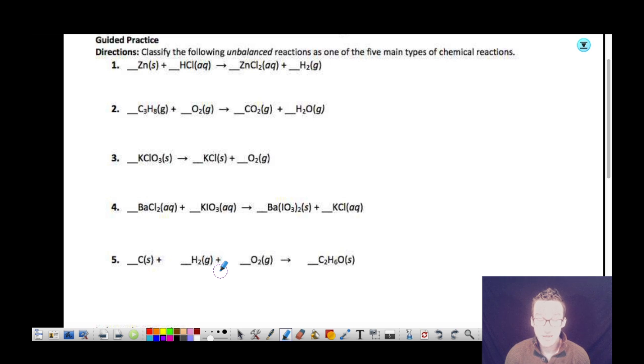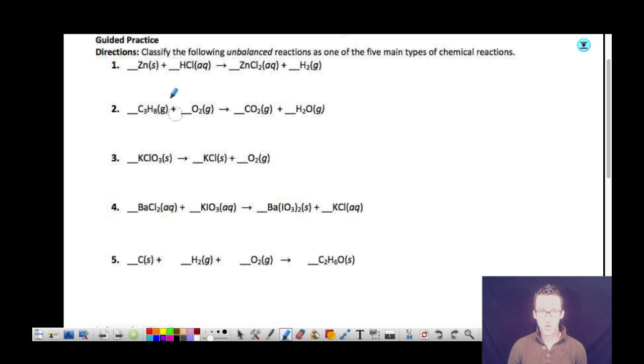All right, chemistry people, today we're going to do some quick practice to drive home some of those concepts in that video that we just watched. As you take a quick look here, we're going to classify the following unbalanced reactions. We'll come back and learn about how to balance them later as one of the 5 main types of chemical reactions that we just discussed.